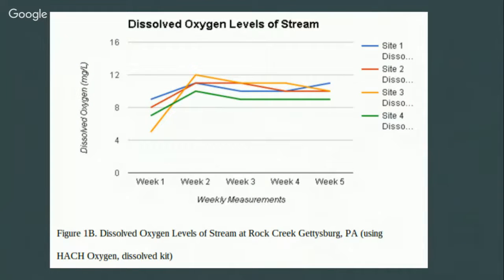This graph shows dissolved oxygen levels of Rock Creek using the HAC oxygen dissolved kit. Dissolved oxygen is increasing over the testing period.